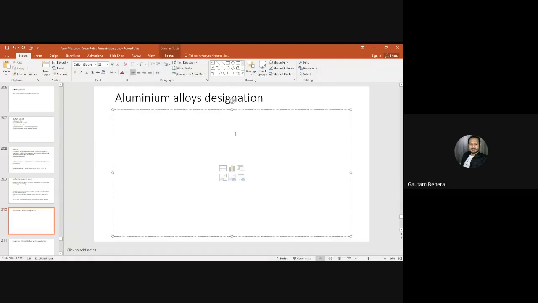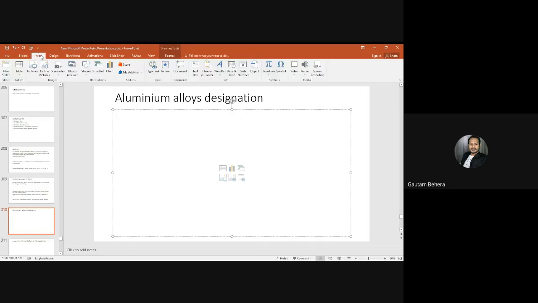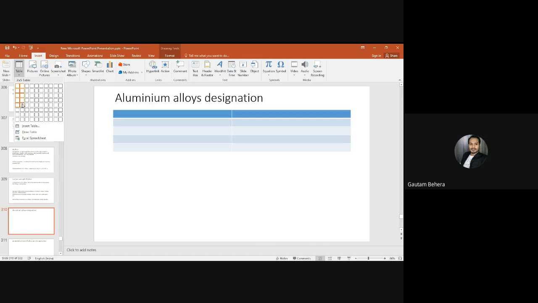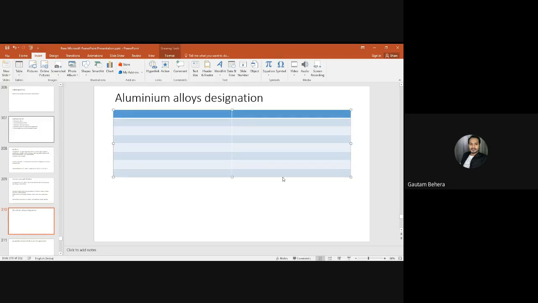Then aluminum alloy designation. This is one of the important parts. If you are supposed to appear in interviews, or do any research, or work in an aluminum industry, you should have this knowledge at least. What are the different designations of the aluminum alloys? 1, 2, 3, 4, 5, 6, 7.